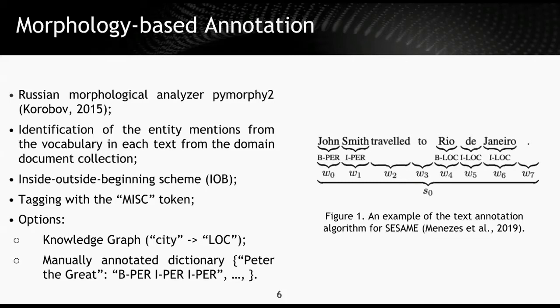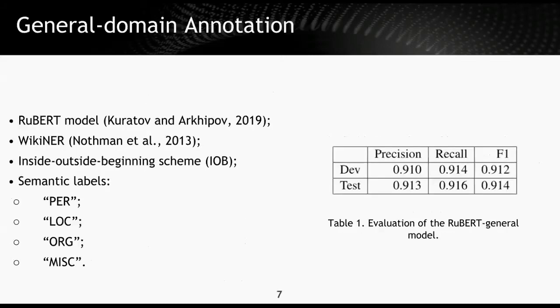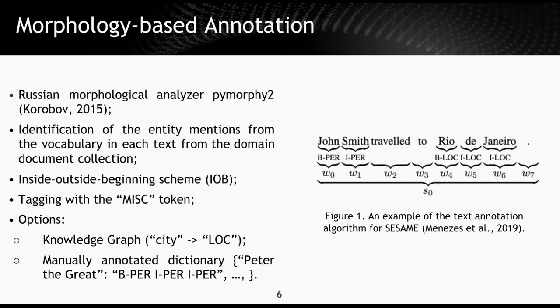entity, like city, to the semantic label location. We also can manually annotate our dictionary once and then simply replace the entity, the exact match, with its corresponding semantic labels. We also treat this kind of information as a source of the domain knowledge.